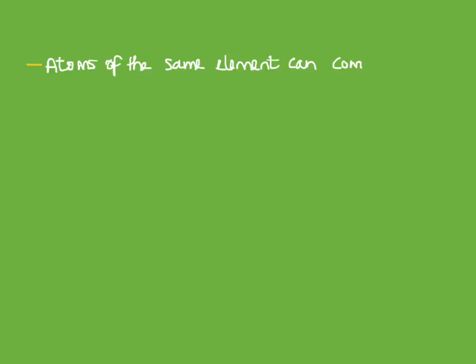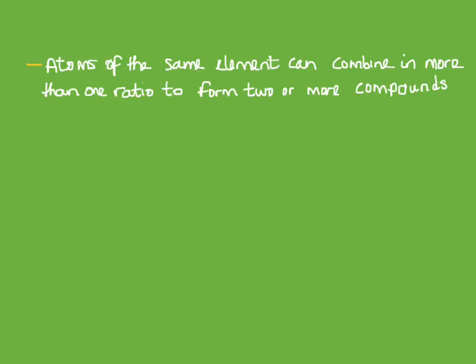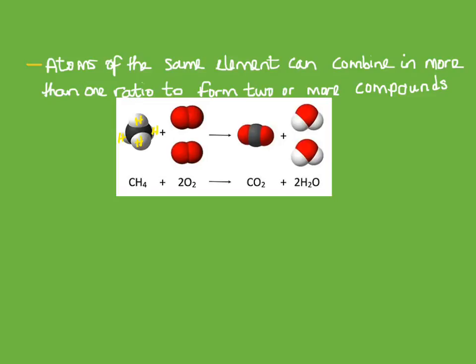Atoms of the same element can combine in more than one ratio to form 2 or more compounds. We have 4 atoms of hydrogen combining with 1 atom of carbon in a ratio of 4:1 to form the compound methane. In the next case, we have 2 oxygen molecules combining in a ratio of 1:1.